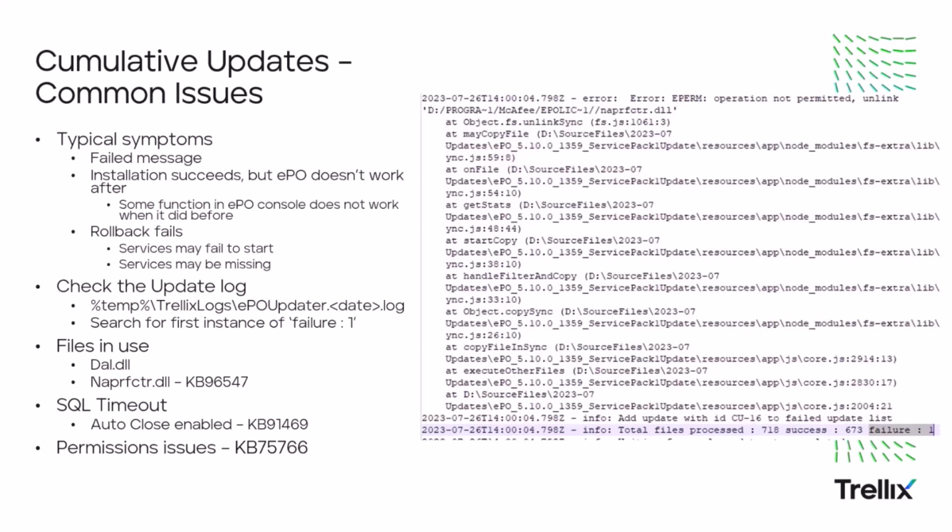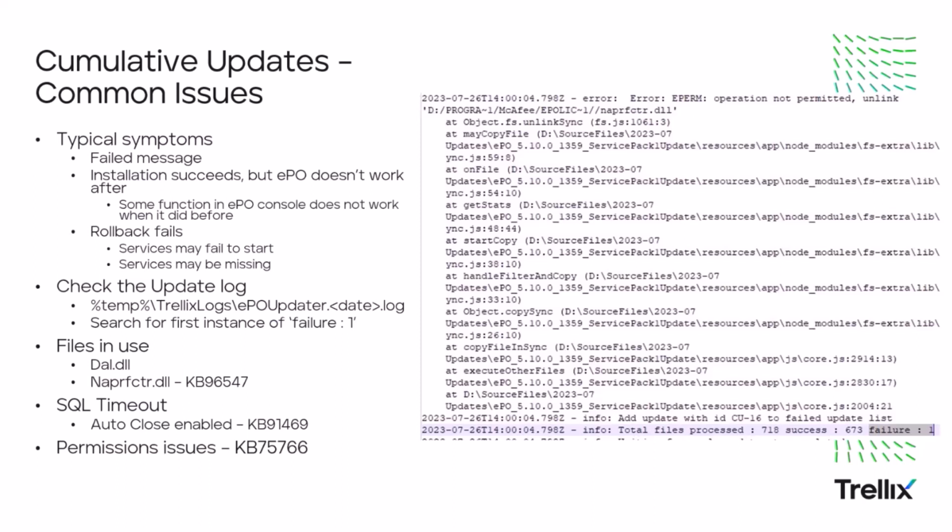And then in some cases, when the update does fail and it says okay, we're rolling back, it tries to roll back and doesn't actually do that successfully. There have been a few cases of that. The most common symptoms are that after the rollback happens, you can't start the services for EPO, or one or more of the services won't start, or you might even find that one or more of the services are missing. Those could be some of the typical symptoms you see if the update doesn't work as expected.